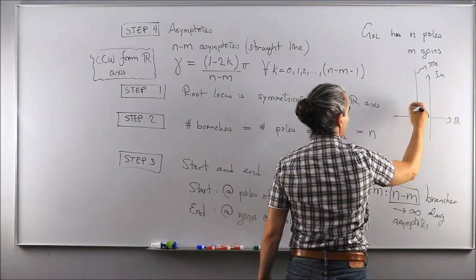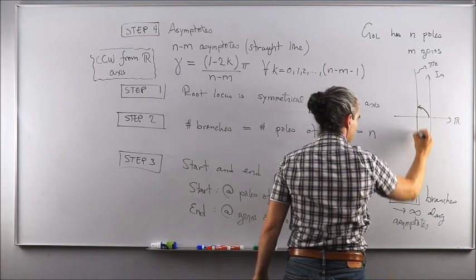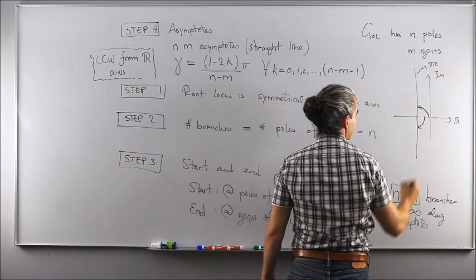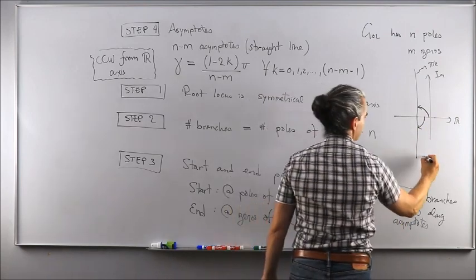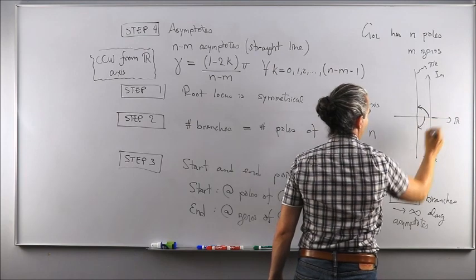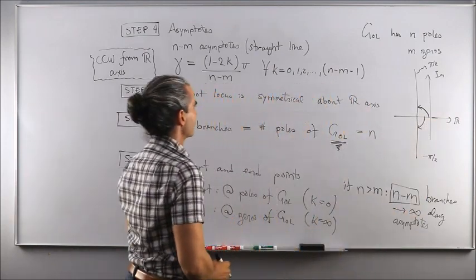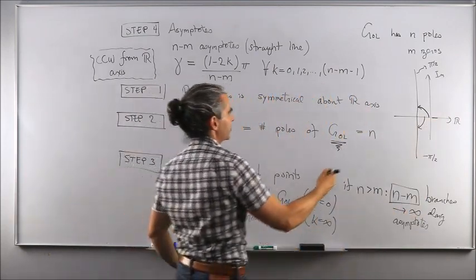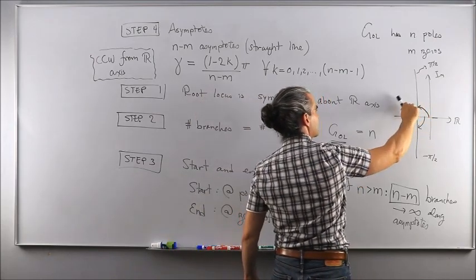So minus pi over 2 is the same as 3 pi over 2. And that gave us this asymptote. Minus pi over 2. So measured counterclockwise, positive on the real axis in this direction.